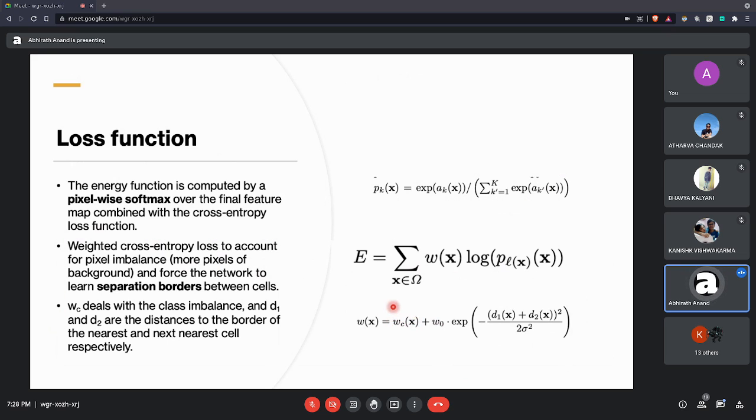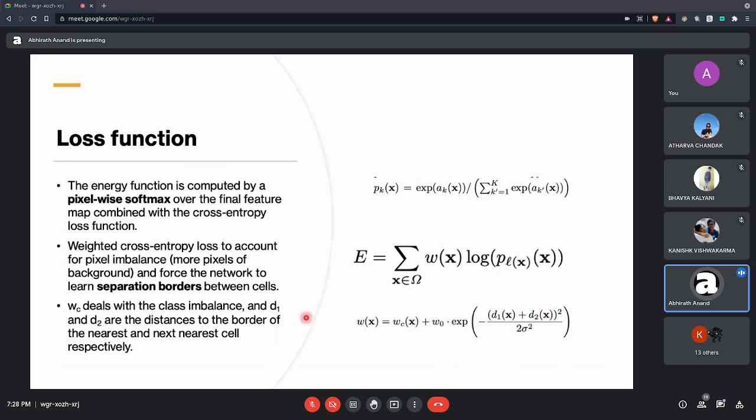w_c. w_c deals with class imbalance. This is again a function. They've given the values in the paper in case someone wants to check that out. And this entire term is for dealing with the separation borders thing. There's an exponential in these two terms. d1 and d2 are basically distances to the border of the nearest and the next nearest cell respectively. Those two values are taken and then fed through this entire function. So this is the weight that you are feeding into this weighted cross entropy loss. And this weight is there for two reasons, as we said, the pixel imbalance and the separation border.